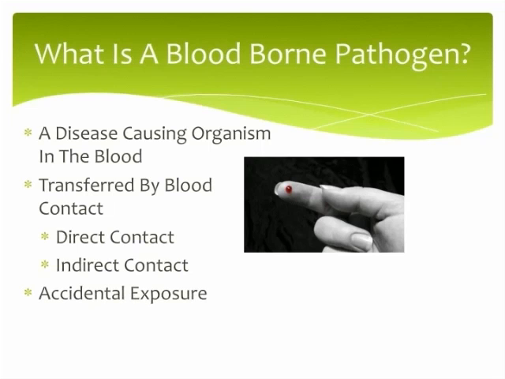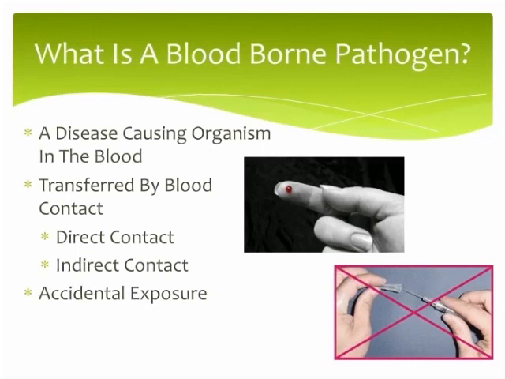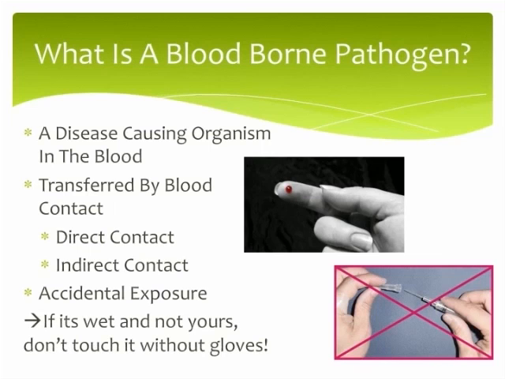Exposures to bloodborne pathogens often occur by accidental exposure in the assisted living setting. If giving a resident an injection with a needle, make sure that you never use two hands to recap the needle. The swoop and scoop method should be used if a needle must be recapped. Also, always wear gloves whenever you may come in contact with bodily fluid of a resident. A good philosophy to follow is if it is wet and not yours, don't touch it without gloves.